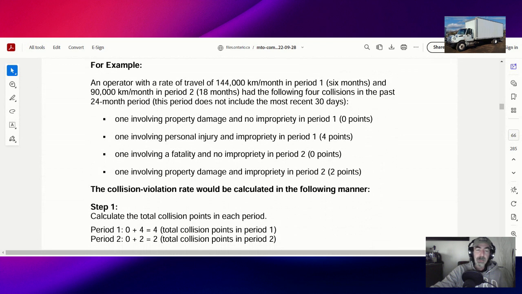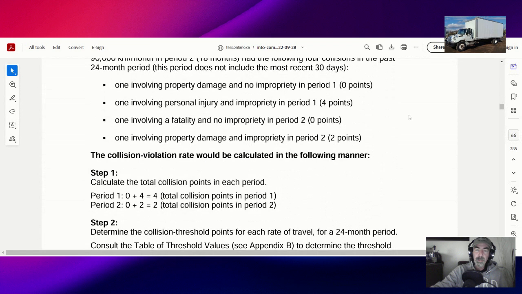One involving a fatality and no impropriety in period 2, 0 points. One involving property damage and impropriety in period 2, 2 points.